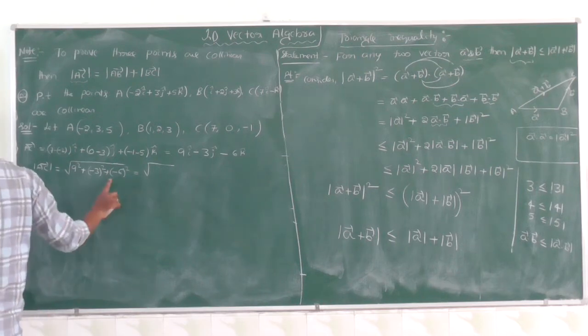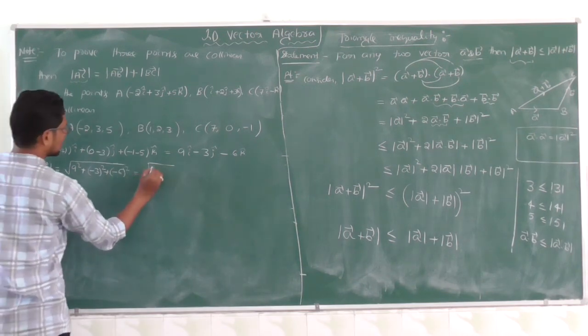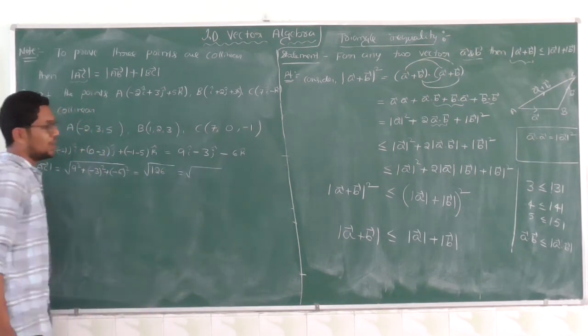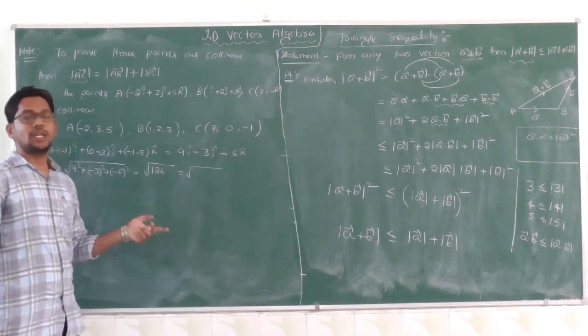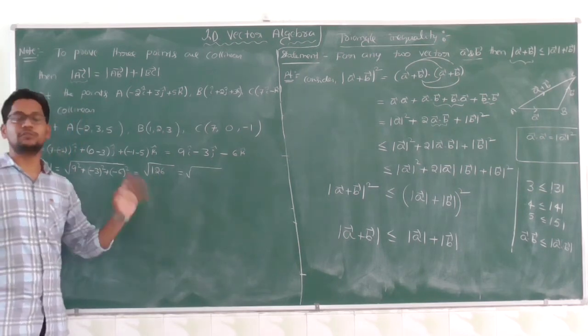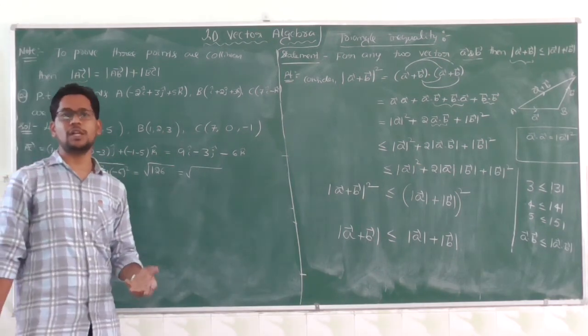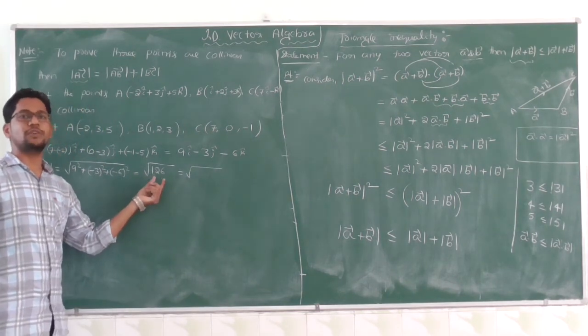What is the value of this one? We just calculate the square root of 126. Here I am going to write this square root of 126 in the simplest form. That simplest form of surds we already discussed in our lower classes, and you know very well about the simplest form. What is the simplest form of square root of 126?